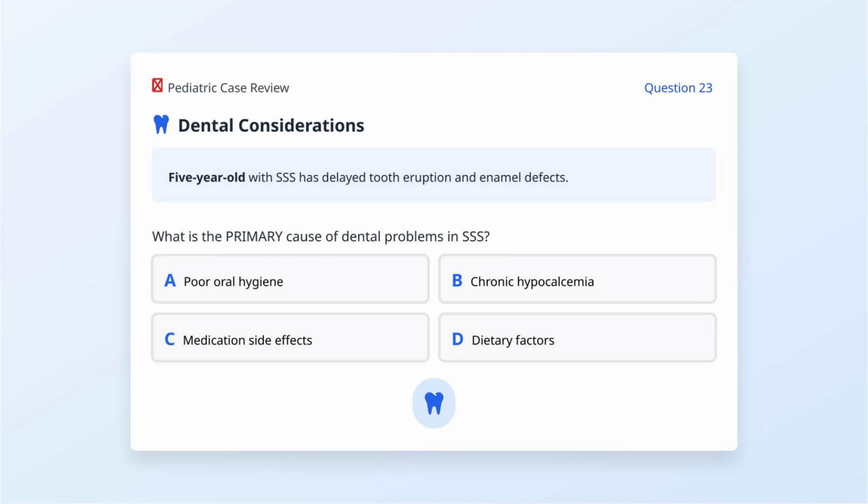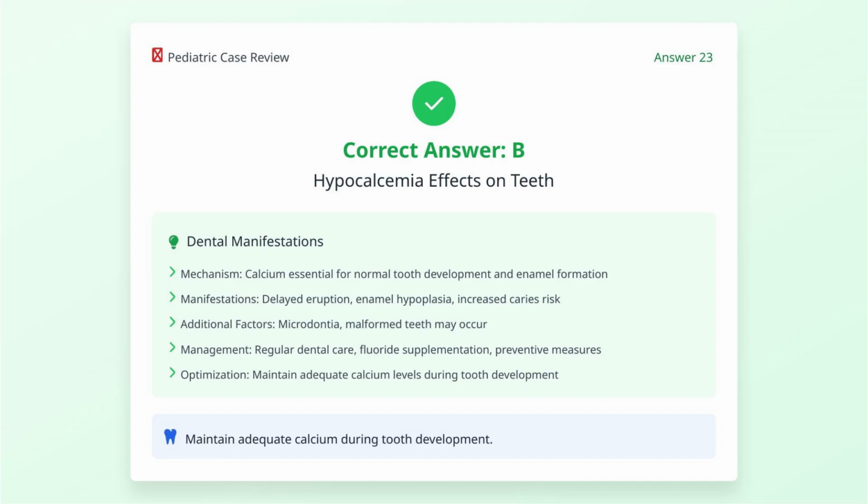A 5-year-old child with Sanjad-Sakati syndrome has delayed tooth eruption and enamel defects. What is the primary cause of dental problems in this syndrome? Option A, poor oral hygiene. Option B, chronic hypocalcemia. Option C, medication side effects. Option D, dietary factors. Consider metabolic effects on dental development. The correct answer is B, chronic hypocalcemia.